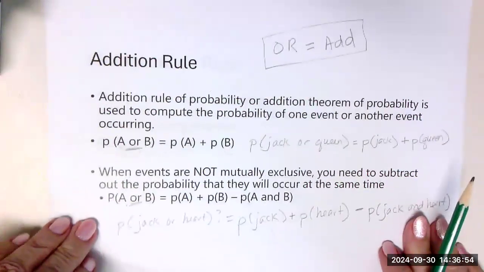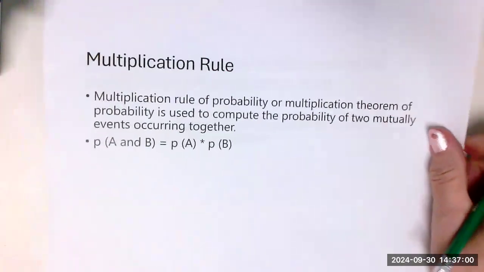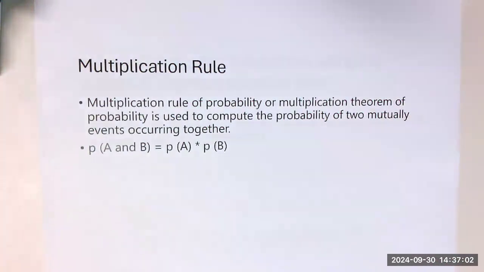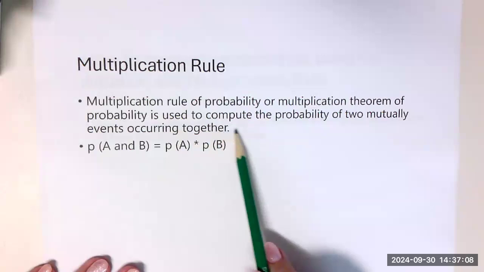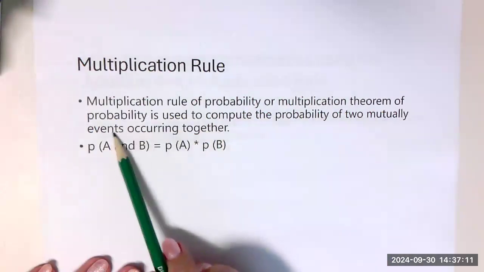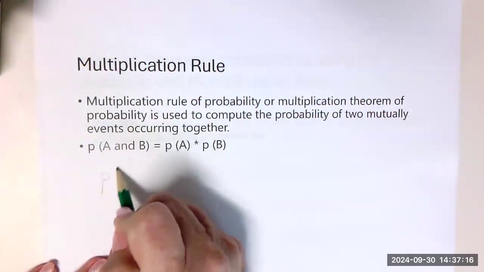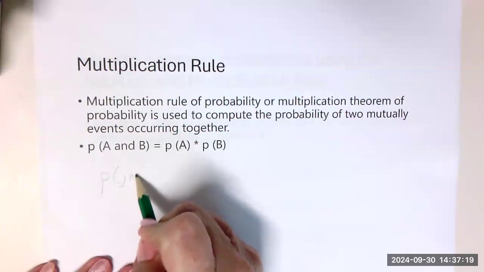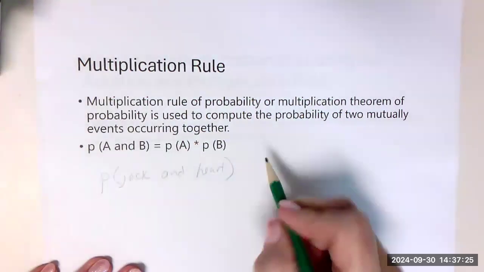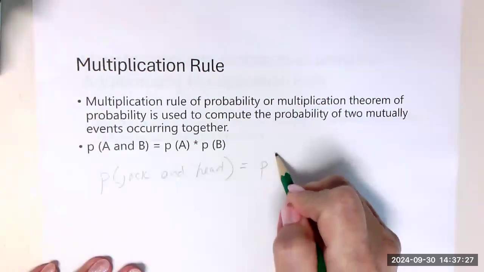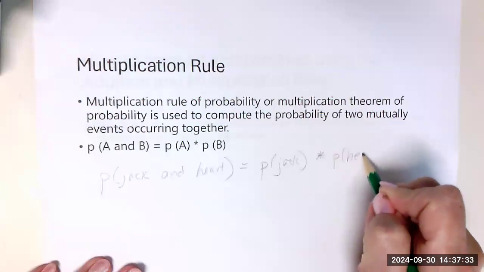Okay. The second rule is called the multiplication rule of probability. It's the only other rule of probability that we're going to learn. The multiplication rule of probability is used to compute the probability of two things happening at the same time. So we go back to our example, the probability of a jack and a heart is going to be equal to the probability of a jack times the probability of a heart.